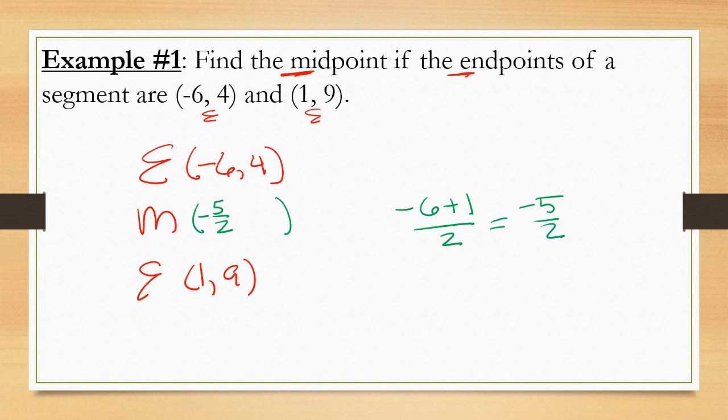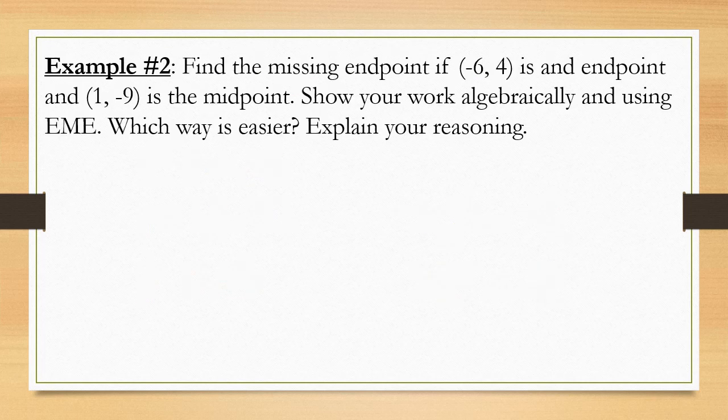Then your y-coordinate is going to be the average of your y's. 4 plus 9 divided by 2. If you take 4 plus 9, you get 13. And again, I just assume you leave that as a fraction. If you want to put it in the calculator, again, technically that's okay because these are halves and end up as 6.5.